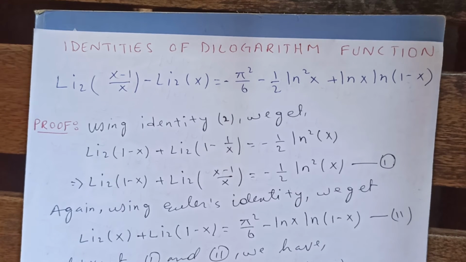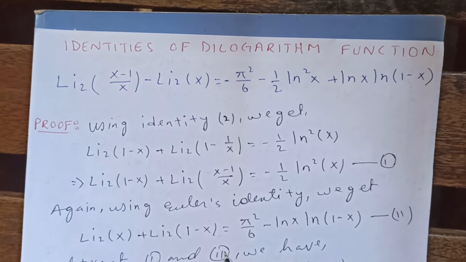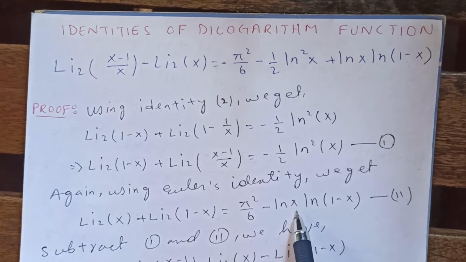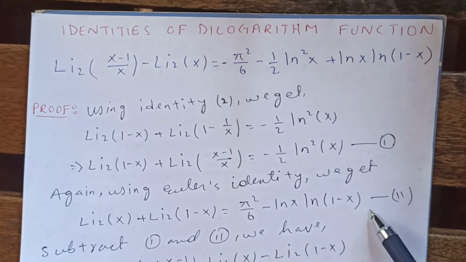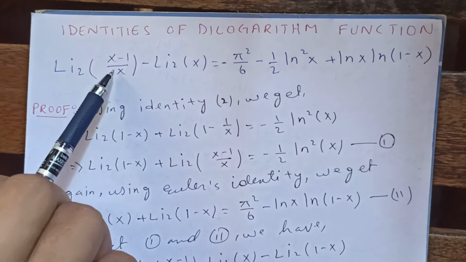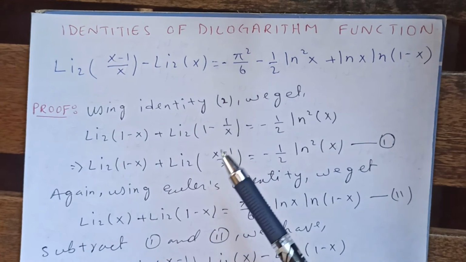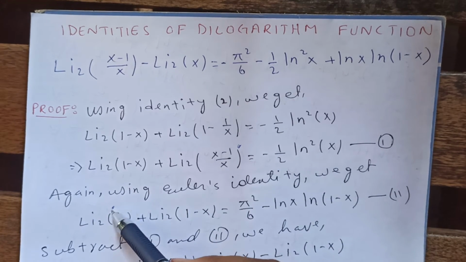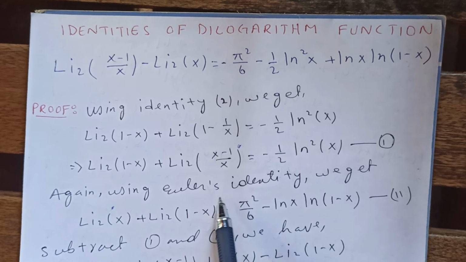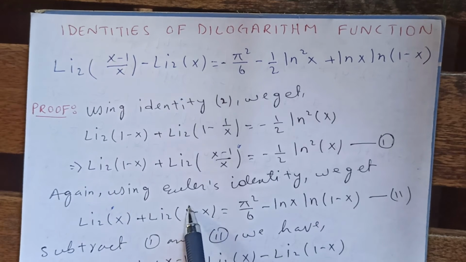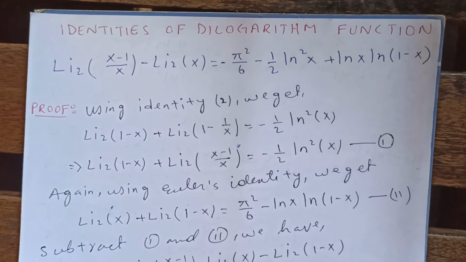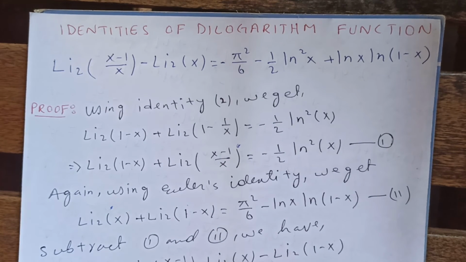Now again, using the Euler identity, Li2 of x plus Li2 of 1 minus x is pi square over 6 minus natural log of x times natural log of 1 minus x, equation 2. If you see this, we have to take this one and this one, and then these two can be removed. How can we eliminate these two, meaning Li2 of 1 minus x? Just subtract it.